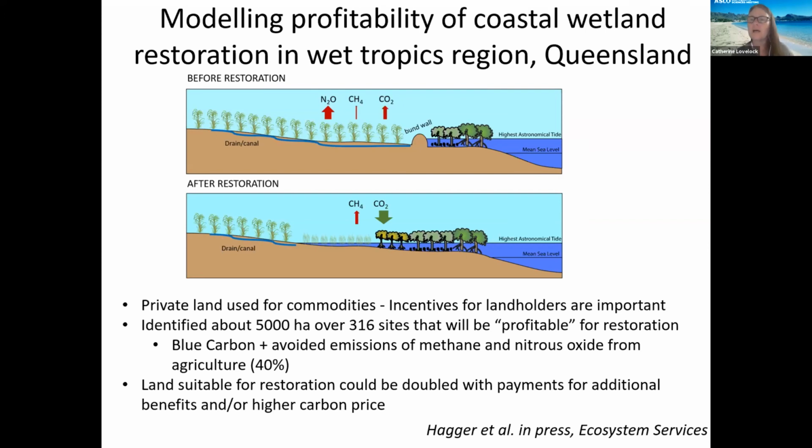This would be for the carbon sequestration associated with the redevelopment of coastal wetlands, but also the avoided methane and nitrous oxide emissions associated with the agricultural use. And we also identified that while 5,000 hectares is profitable now, this could be doubled if we could generate funding for other ecosystem benefits associated with blue carbon projects, or if we had a higher carbon price.